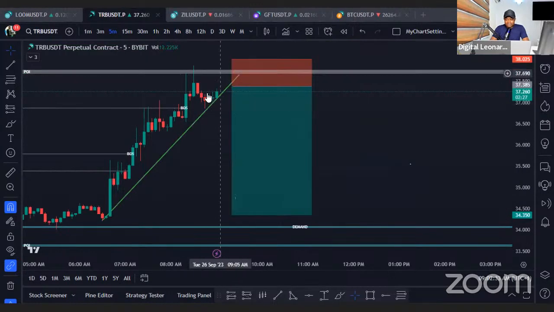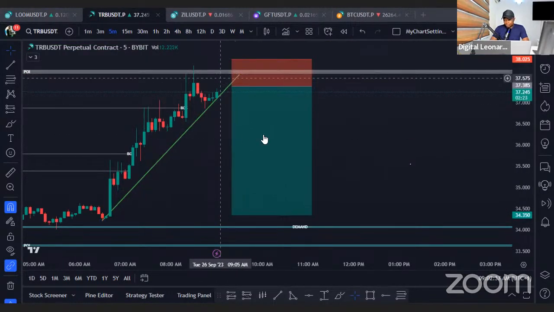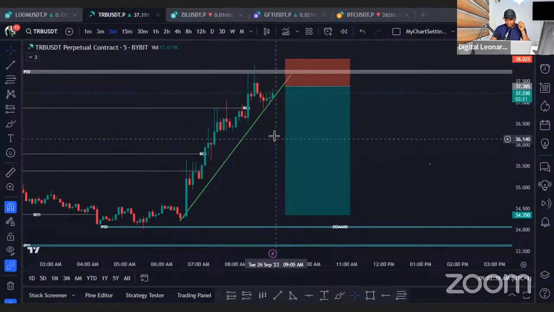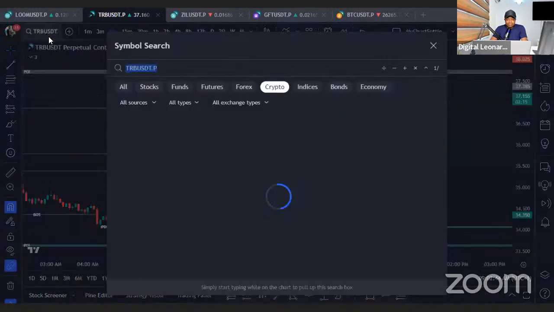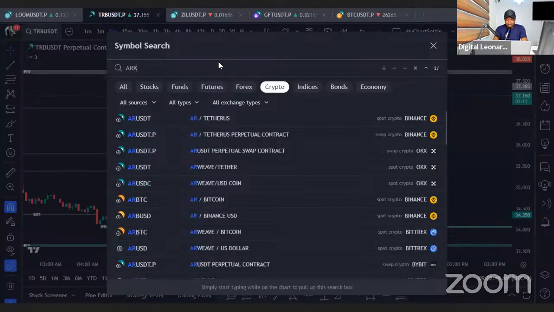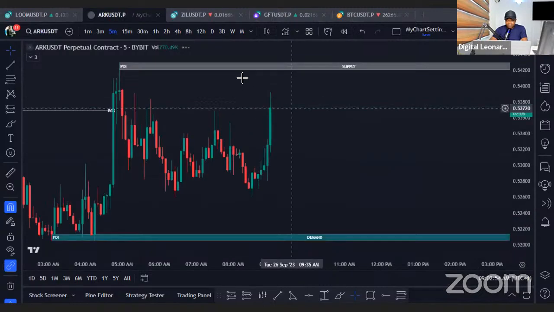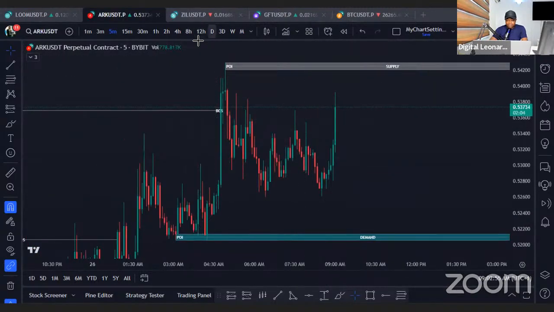Okay, guys, for those of you who have not entered this trade already, while waiting for a break of the trend line, be looking at that 37.6 or $37.7 level to short. Okay, why we wait for that? Let me look at ARK USDT. Let's see if I can take a trade for this.